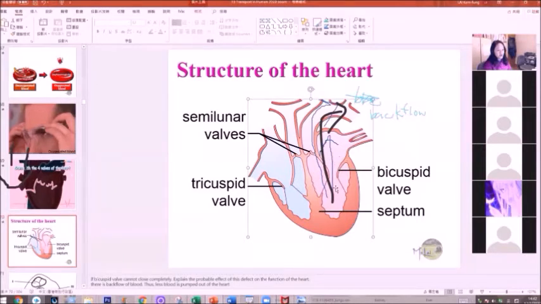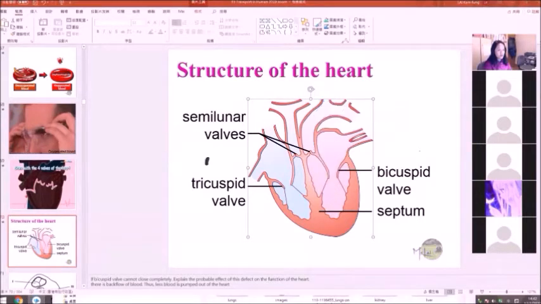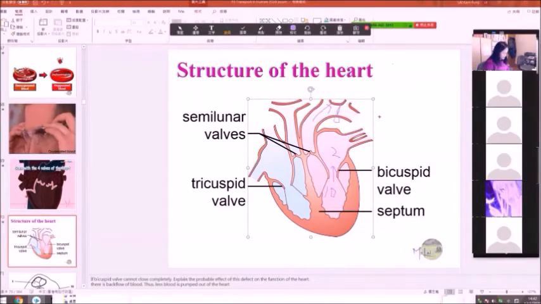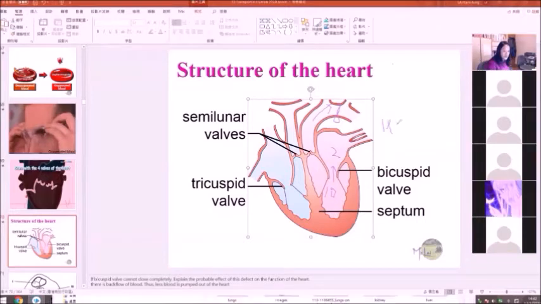Suppose I have 10 units of blood here. There should be 10 units of blood moving out of the aorta. But if there is backflow, that means some of them flow back. Maybe 2 units flow back, only 8 units come out. That means we have less blood come out. So if I have 10 units, all 10 should come out, but if there is backflow, 2 units flow back and 8 units come out. So the effect would be less blood come out from the heart.